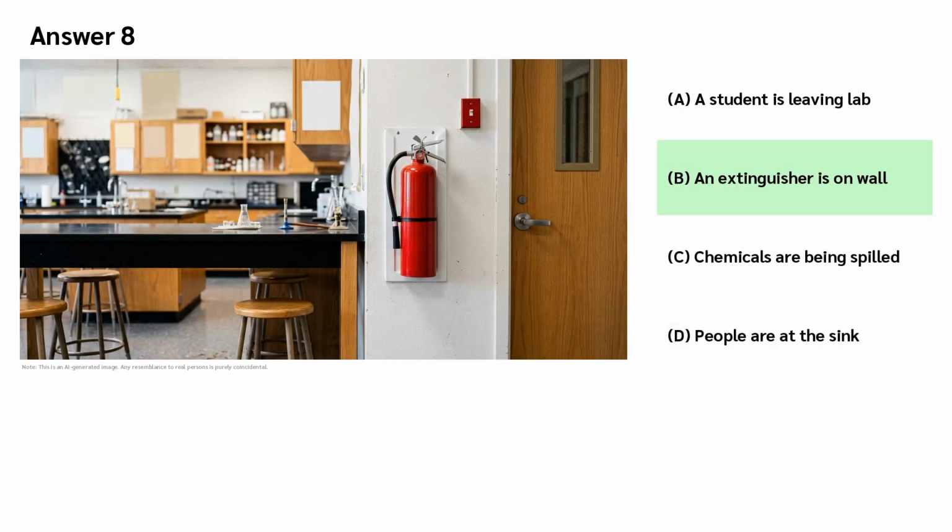Answer number 8. Answer B. Because a red fire extinguisher hangs on a wall bracket beside the lab door with no people in the photo. A. Is wrong because no student appears leaving the lab. C. Is wrong because no chemicals are spilling or staining the area. D. Is wrong because no people stand at a sink in this corner shot.